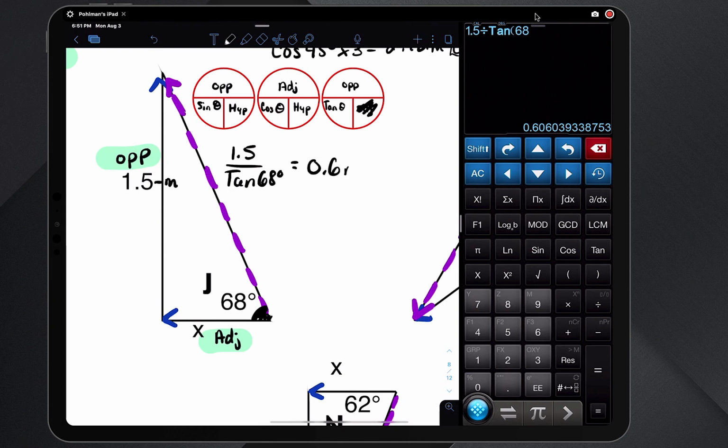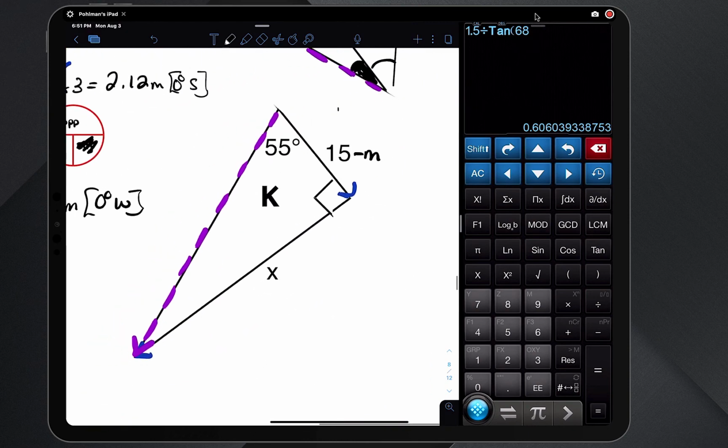0.6 meters, and our direction for this would be 0 degrees. Oh, I almost put east. Ooh, that would have been bad. West, like that. All right, we go to letter K.